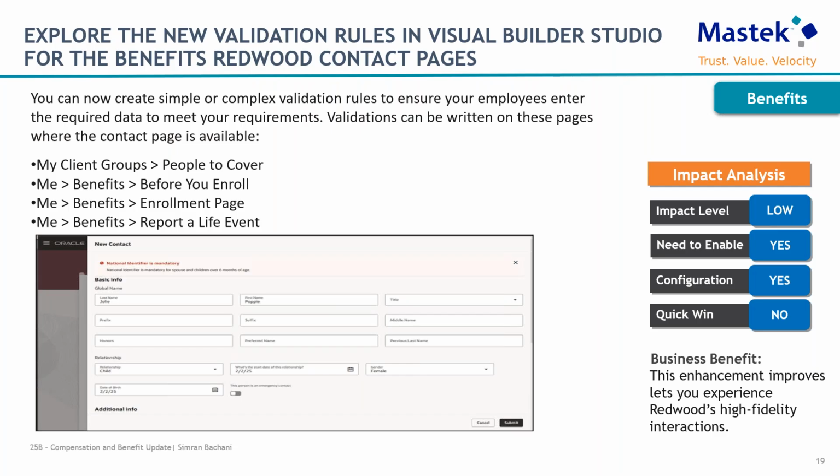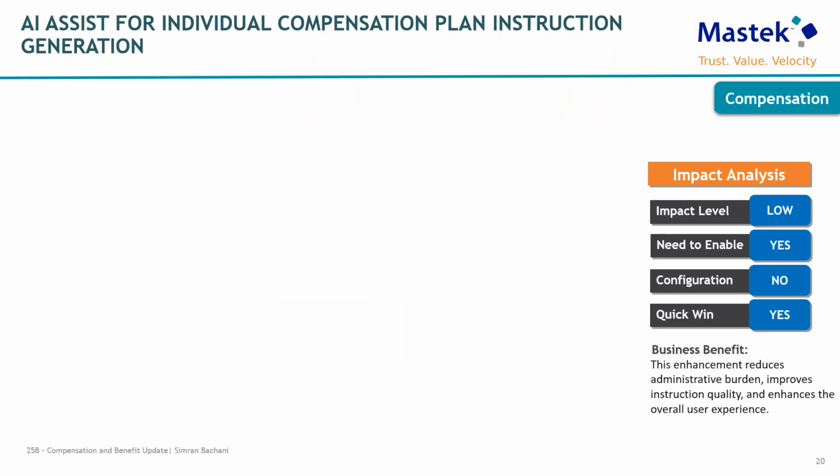So these were all about the benefits features for default with configuration. Now moving on to compensation, the first feature is AI Assist for individual compensation plan instruction generation.